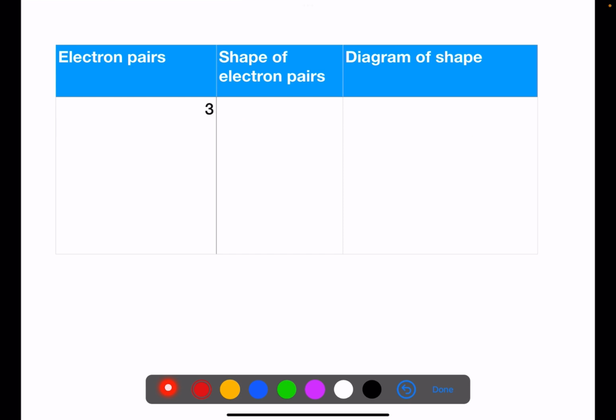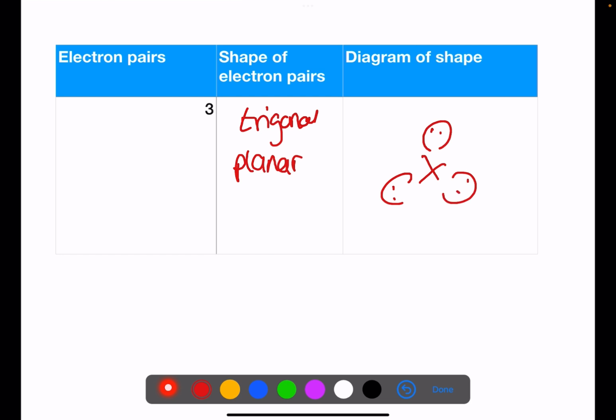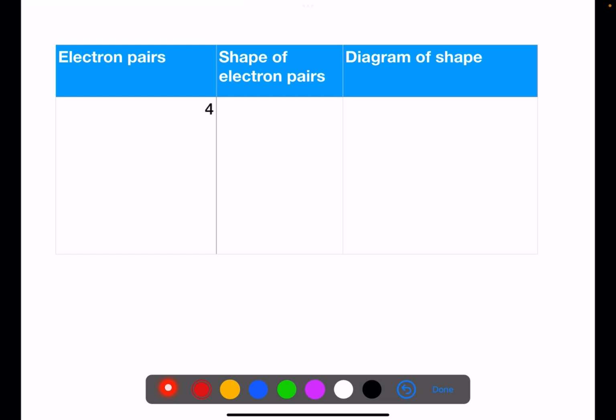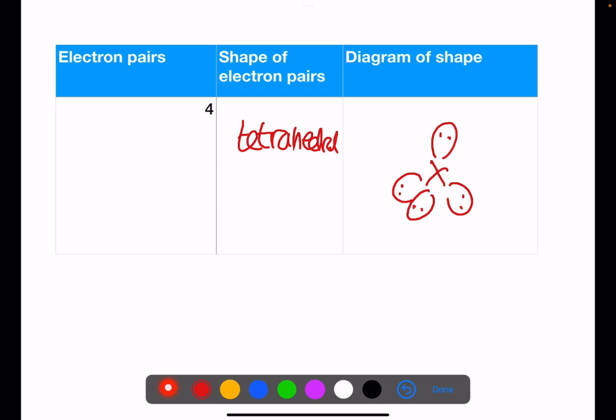If you've got 3 electron pairs, this would be trigonal planar, so like a triangle, just completely flat. If you have 4, you should be used to this one, it's tetrahedral. So there's a bit more shape involved in this one, a little bit harder to draw. Okay, you can also have it with the wedges and dashes. Okay, so you can see the shape there.